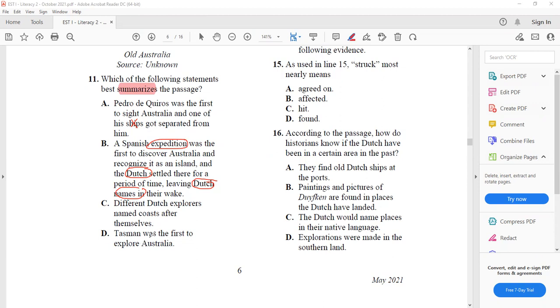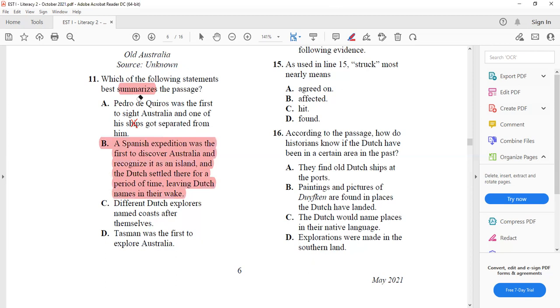No, he said that there were people before him. So now the best answer is going to be B. Why, mister? Because the first paragraph mentioned the Dutch, that they settled there. It mentions Dutch names for the area there. And the last paragraph mentioned the expedition. So these are the keywords that match for all of it. So the answer, mister, is going to be B.